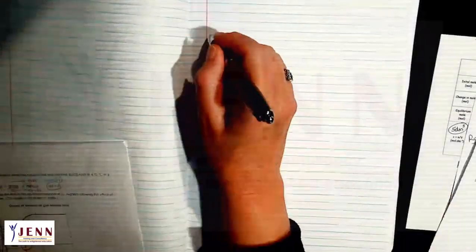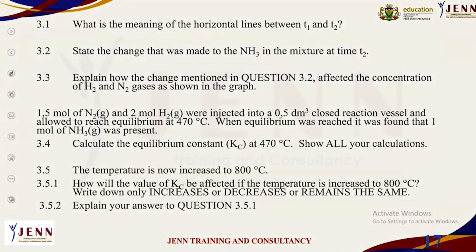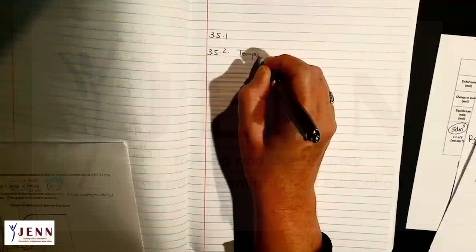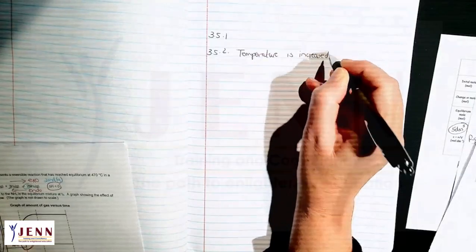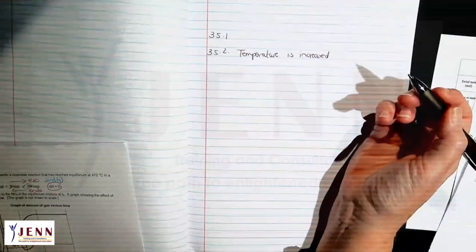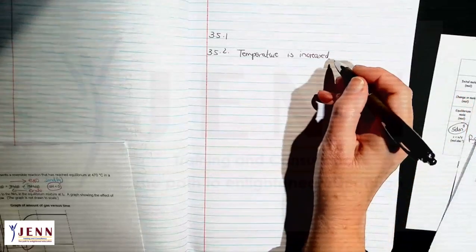Okay, 3.5. If I look at 3.5, they say the temperature is now increased to 800 degrees Celsius. How will the value of Kc be affected if the temperature is increased to 800 Celsius? Write down increase or decrease or remain the same. Okay, I don't know. 3.5.2, explain your answer. So I'm going to start with the explanation. Now according to Le Chatelier, the temperature is increased. So I'm not going to get a mark for that, but I must write it down because they told me the temperature is increased to 800 degrees.